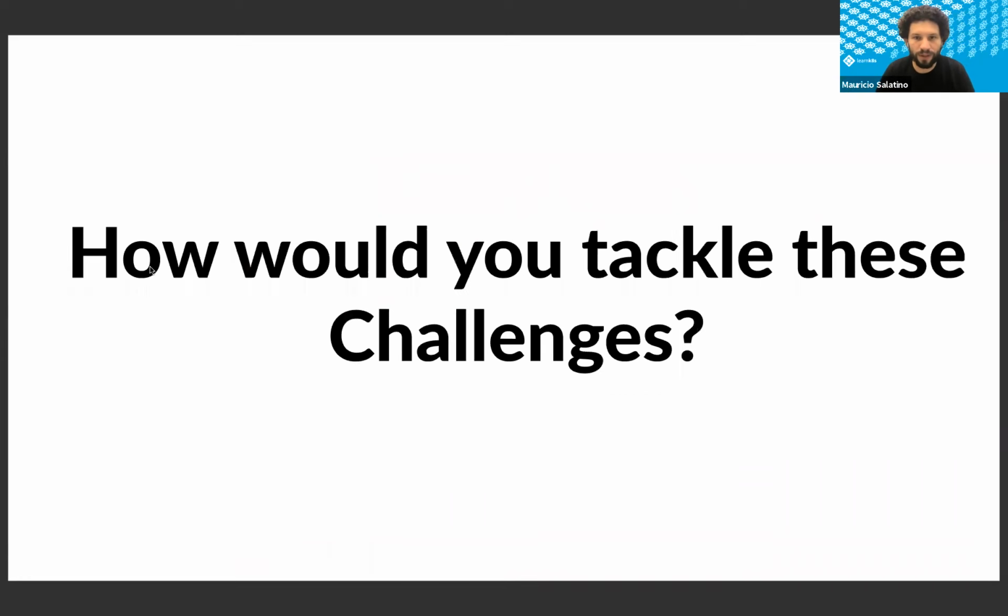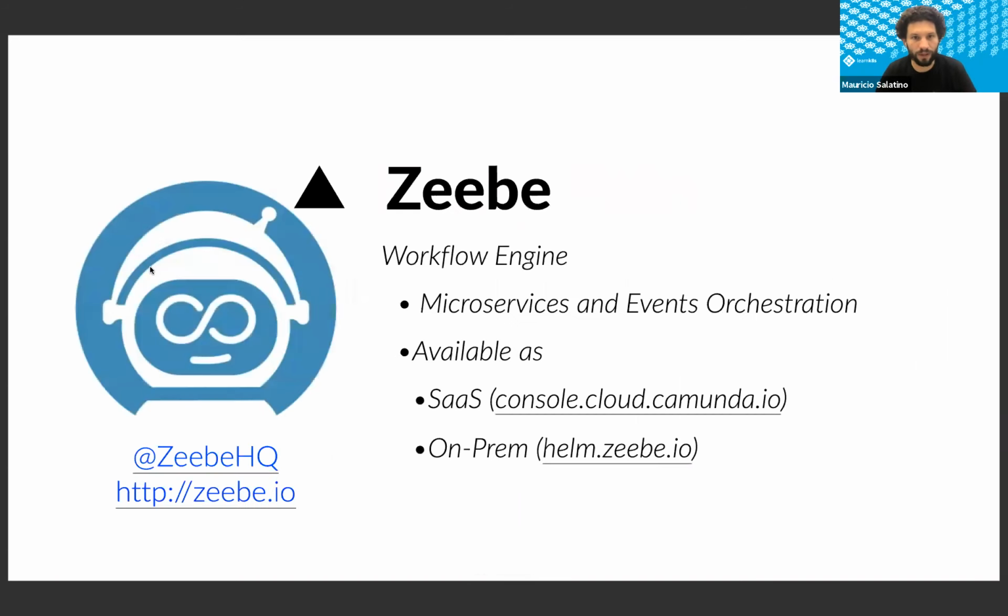So my question to you is, how would you tackle these challenges? And again, there is no single way of tackling these challenges. There are different solutions for each of these problems. But what I wanted to show today is this tool called Zeebe, which is basically a workflow engine that was designed to run on top of Kubernetes in a cloud native way. And the main purpose is to provide orchestration for events and microservices.